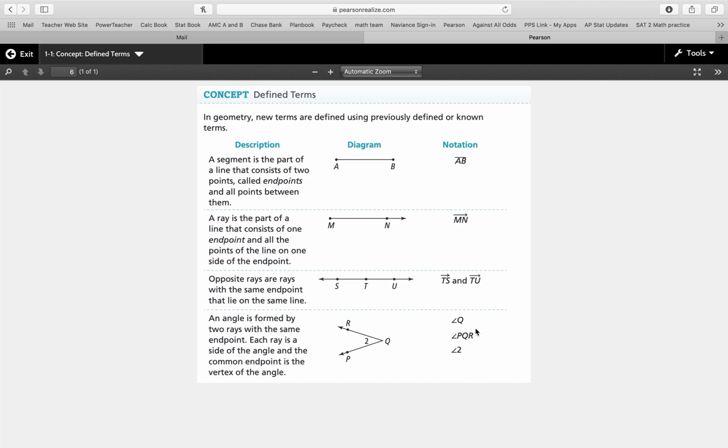Sometimes it's easier to write it one way or the other, or you may have to label some things throughout your work to then talk about them. Okay?